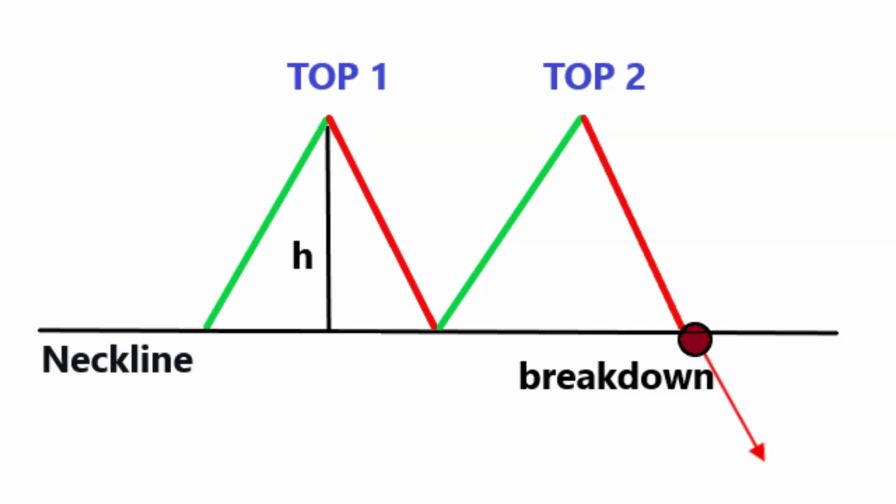Let's say you saw this structure, the double top on the chart. That is not enough. The neckline must be broken downwards. Only then is the pattern considered complete, and we can call it a double top. Otherwise, it is invalid.